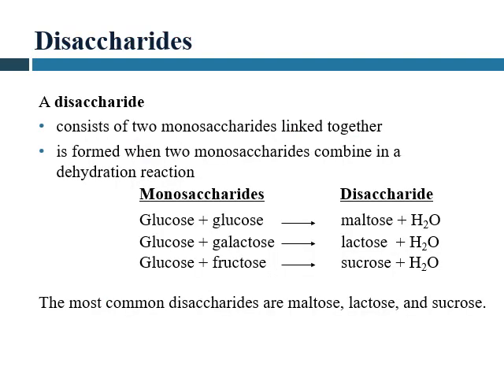Okay, so glucose and glucose makes maltose. Glucose and galactose makes lactose. Glucose and fructose makes sucrose. So ideally you should remember these names.